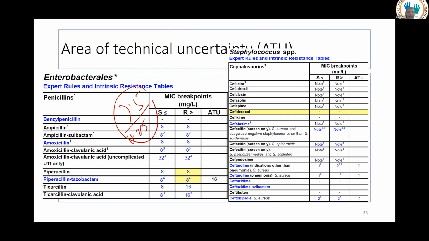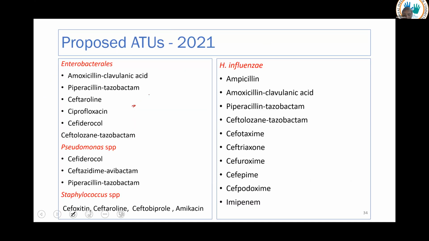In EUCAST, if you get an ATU breakpoint, then what you have to do? You should take it cautiously. You should inform the clinicians and take it cautiously with a pinch of salt. This is a detailed drug-bug combination list according to 2021 EUCAST, where ATU breakpoints are available. This classification keeps changing every year. The ATU drug-bug list is revised by EUCAST.